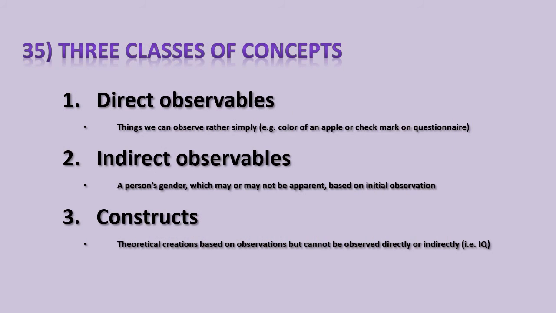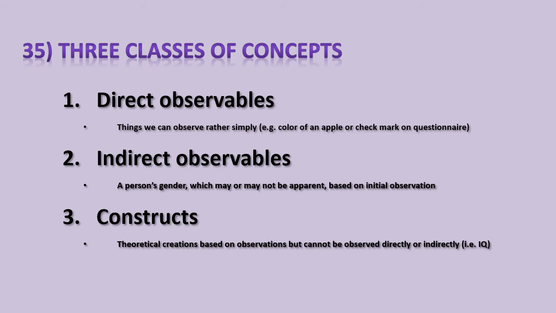So now we understand concept. It's the process where we specify what we mean. We come into agreement about the definition of a term, which becomes its conceptualization, which becomes a concept. Now you've got three classes of concepts. You've got the direct observables. That's things that you can see. The color of an apple is one example Babbie uses. We didn't create that. We did not construct that. That's a direct observable.